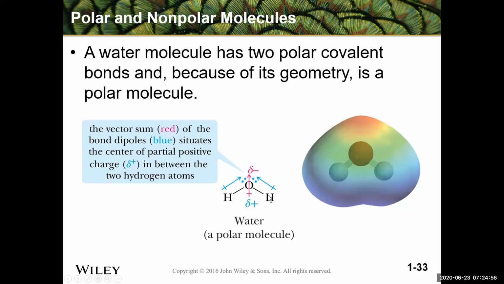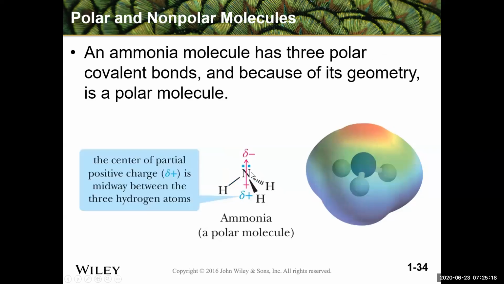So if you take the vector sum of the dipole moments, it's vertical like this, and this is a net dipole moment. The individual bond dipole moments do not cancel. So water is in fact a polar molecule because it has this net overall dipole moment.